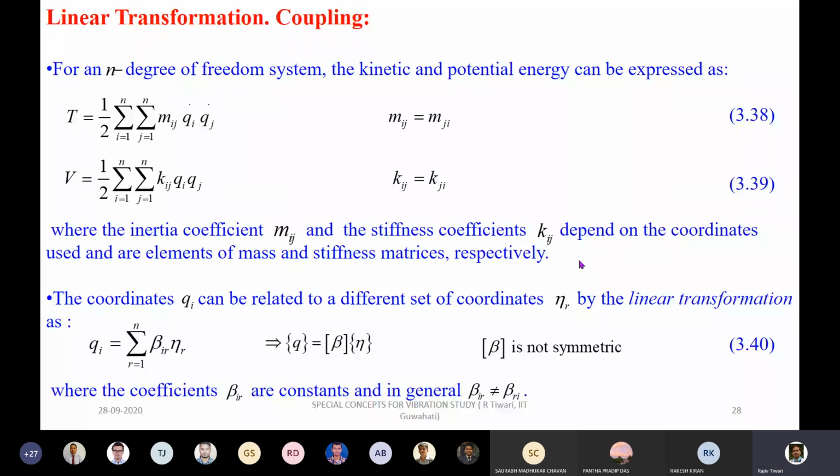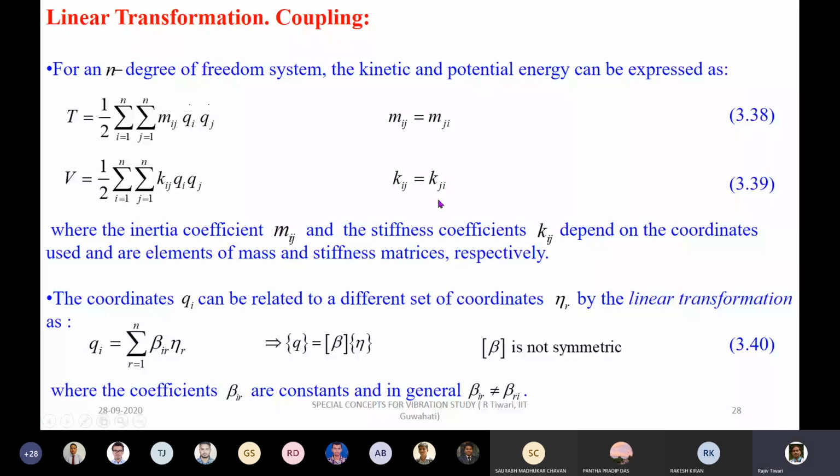Here we expressed earlier the kinetic energy in terms of the mass coefficients, and we have seen that these mass coefficients depend upon the system masses and are symmetric in nature. Similarly, the potential energy is expressed in the form of the stiffness coefficients Kij, which are related to the system stiffness as we have seen in the previous example, and these coefficients are also symmetric.